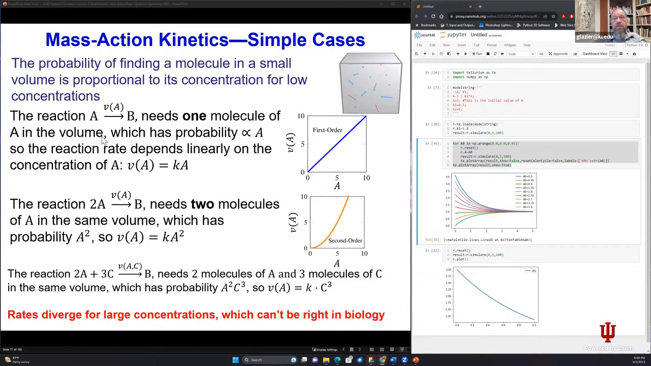Well, suppose that I have something very simple. The reaction is A goes to B. I need one molecule of A. Well, the probability that I have one molecule of A in a volume is just the density of A, which means V of A is linear in A, the concentration of A. That's called first order kinetics, A to the one. Suppose that I have to have two molecules of A to react. Well, the probability that two molecules of A are within a given volume is A squared, where A is the concentration. And so in that case, the rate of reaction is K times A squared. If I need two molecules of A and three of B, then my rate is A times A times B times B times B.